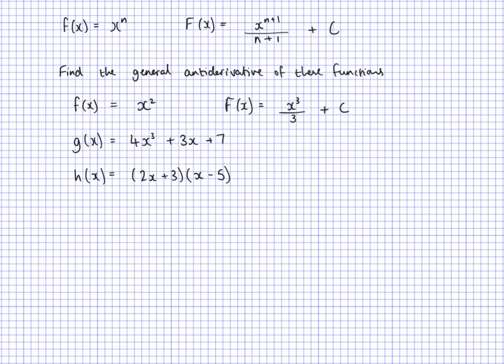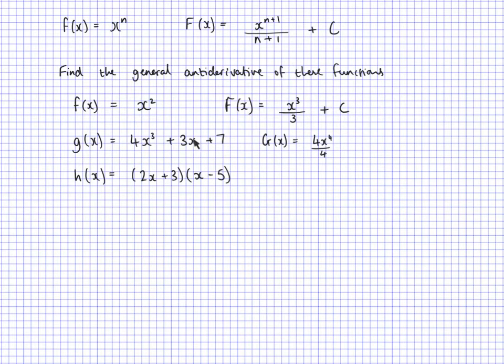So if I was to find the capital G of x, if I add 1 to the power, so x to the power 3, if I add 1 to the power, make it 4, and then divide it by 4, so that 4 will cancel out, but I'll write that out. So I'm going to have 4x to the power of 4 divided by 4.